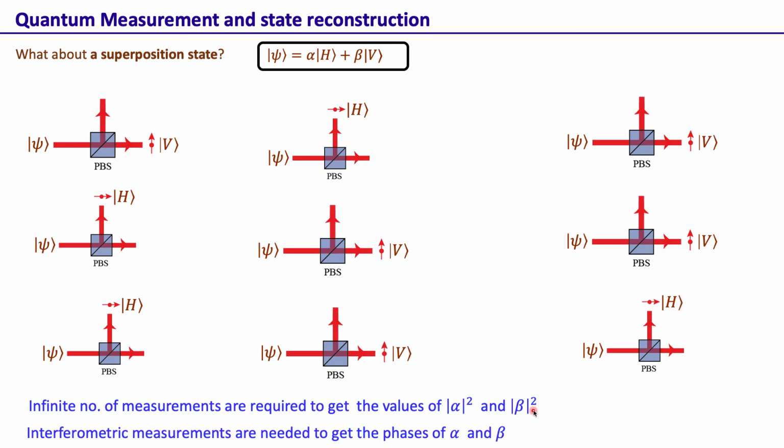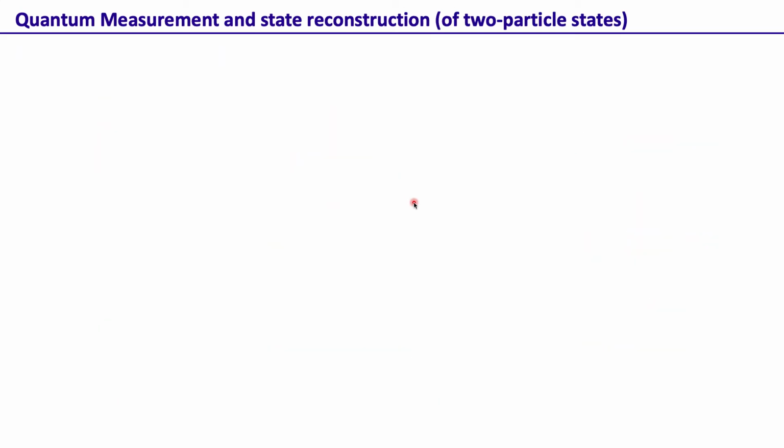But this still doesn't yield the phase that is associated with alpha. This just gives the amplitude. And in order to get the phases associated with alpha and beta, one actually has to do interferometric measurements. So if it's a superposition state, one essentially requires an infinite number of measurements in order to reconstruct the quantum state.